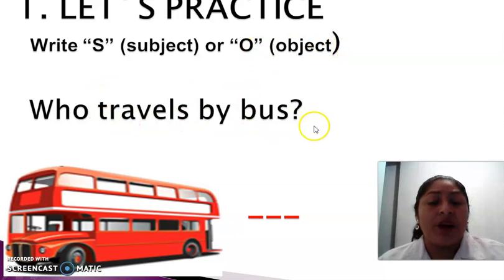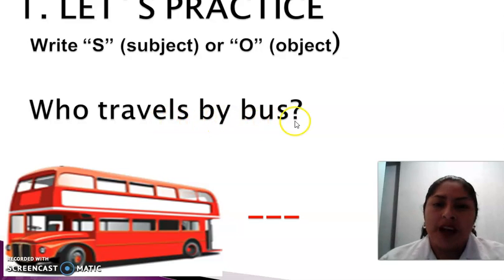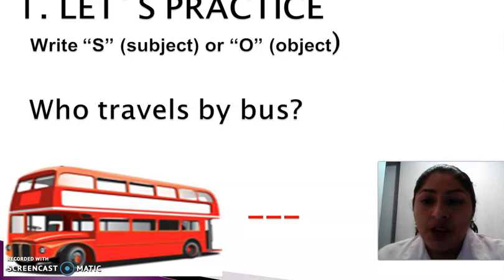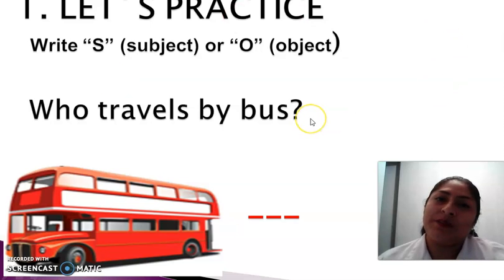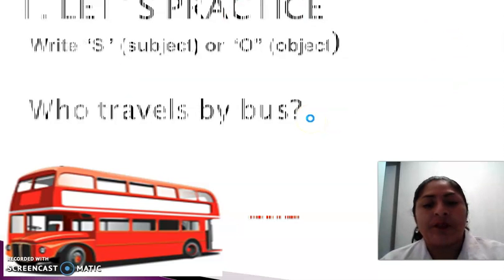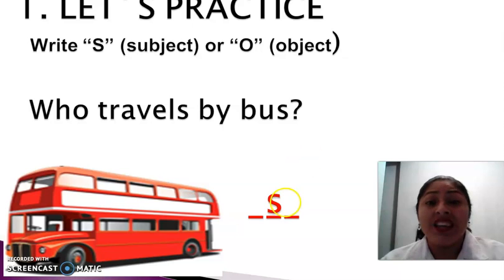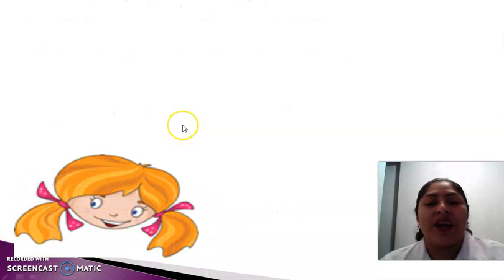All right, now let's practice, and you write S for subject or O for object. Who travels by bus? Here we have a bus. Does the question need extra information or need the subject? What do you think? Okay, let's check. Yes, it's a subject question. Who travels by bus? It doesn't have auxiliaries. It's a subject question.